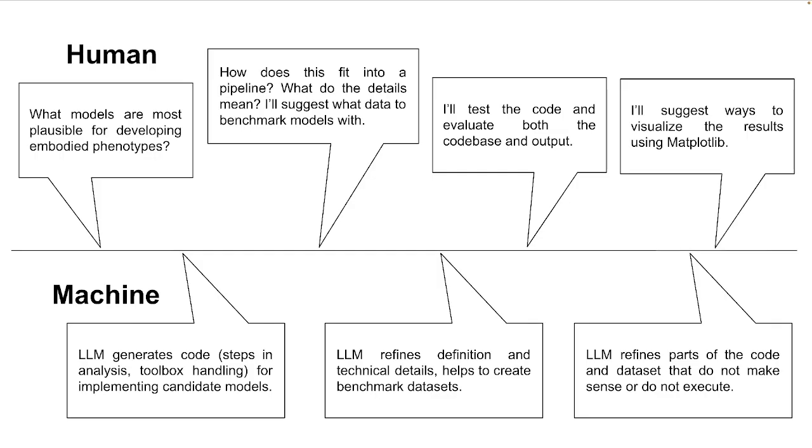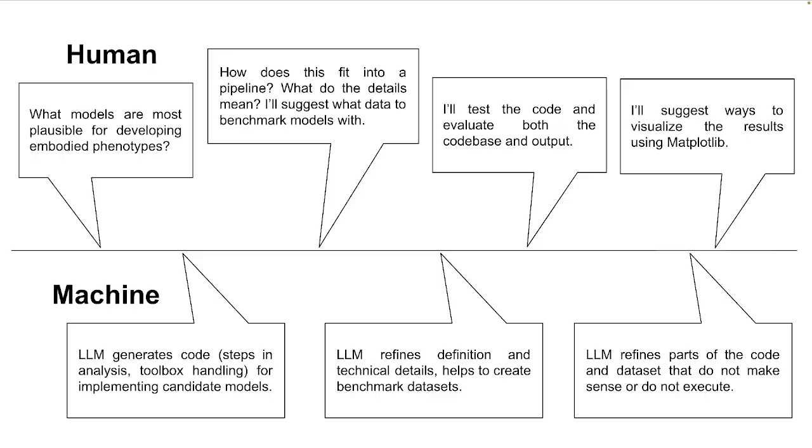So there are different steps in the analysis, handling of toolboxes in Python, things that might take a human a very long time to tweak or to really get their head around. And so this is useful for implementing candidate models, especially when you have a lot of models that are coordinated in a pipeline. So then the human might ask, how does this fit into a pipeline? What do the details mean? I'll suggest what data to benchmark the models with.